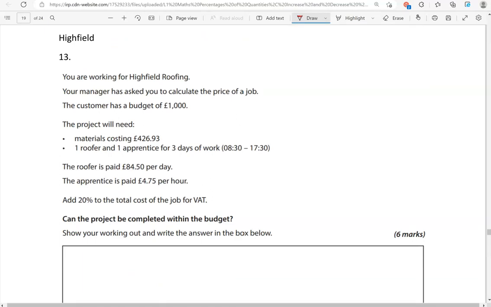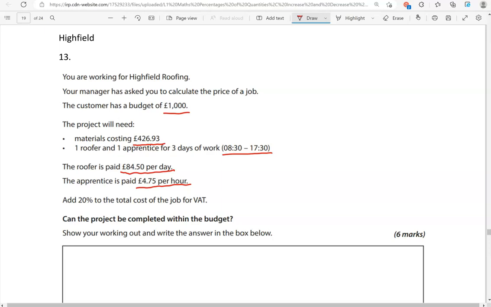You are working for Highfield Roofing. Your manager has asked you to calculate the price of a job. The customer has a budget of £1,000. The project will need materials costing £426.93, one roofer and one apprentice for 3 days of work from 8:30 to 17:30. The roofer is paid £84.50 per day. The apprentice is paid £4.75 per hour. Add 20% to the total cost of the job for VAT. Can the project be completed within the budget? Show your working out and write the answer in the box below.